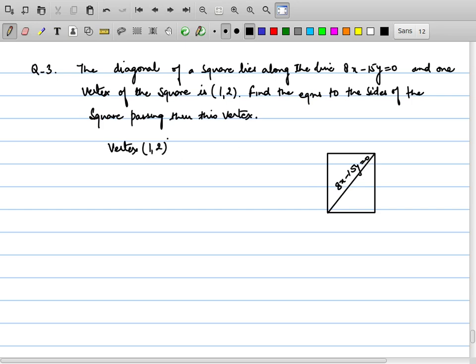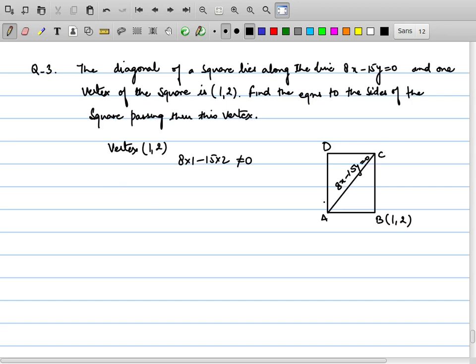Now your confusion could be which vertex is (1, 2): A, B, C or D. If the vertex is either A or C, this point should satisfy the equation of this line. But we see that 8 into 1 minus 15 into 2 is not equal to 0. Therefore, this vertex is neither A nor C, so it is either B or D. Since there is no preference, we can take any of them as (1, 2). Let's say we take B as (1, 2).